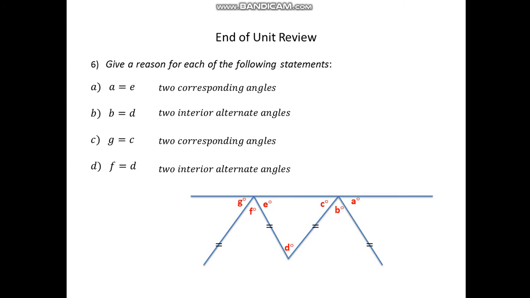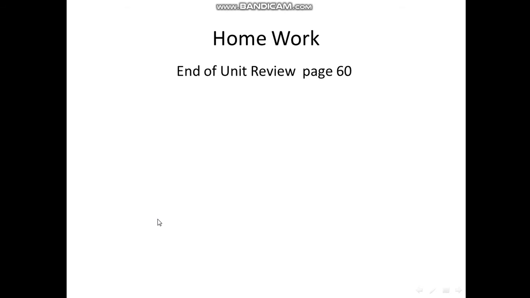So F equals D, because F and D are also alternate angles, because they are in the same position but on different sides of the transversal line. Which transversal line? This one now is a transversal line. Where are the parallel lines? This one, the first parallel line, and this is the second parallel line. And these are between the two parallel lines, but on different sides of the transversal line.